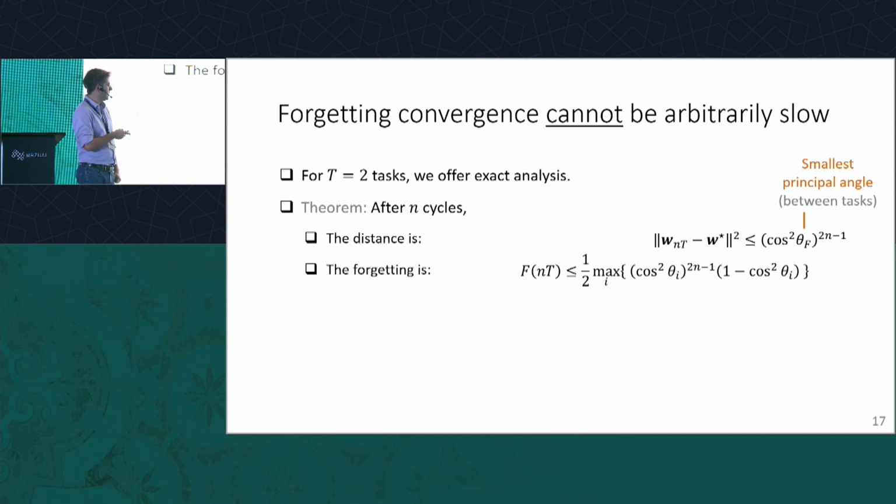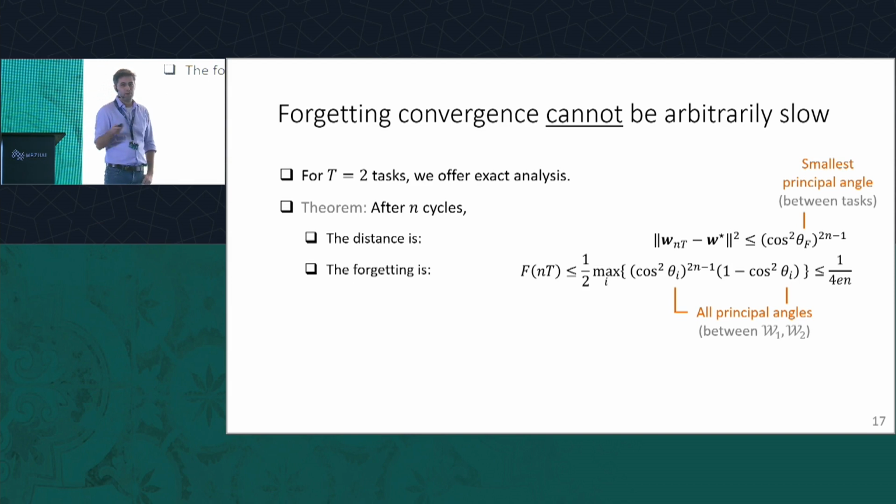We get a different expression where we have this 1 minus cosine times this cosine to the power of the number of tasks. And now this expression is actually upper bounded universally. This is all the principal angles, and you can upper bound it universally with this decaying function of n, 1 over 4en. So it doesn't matter which angle you use, the forgetting will always converge to 0 with this upper bound. Okay?